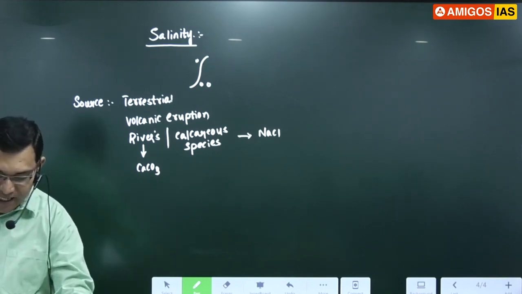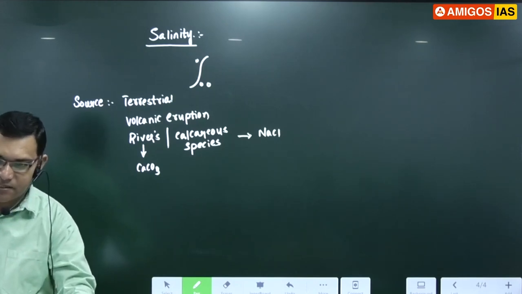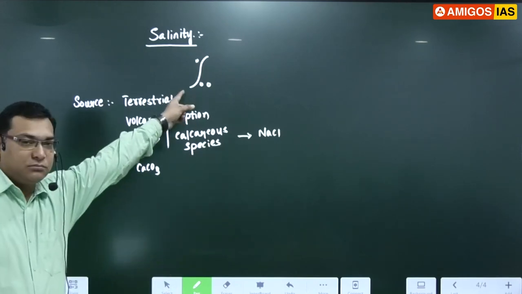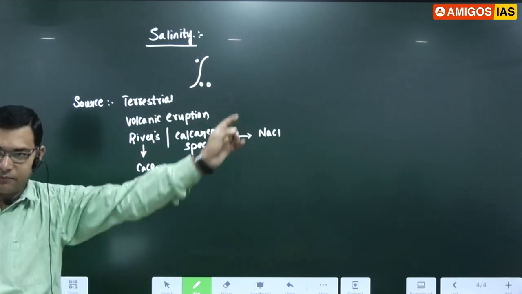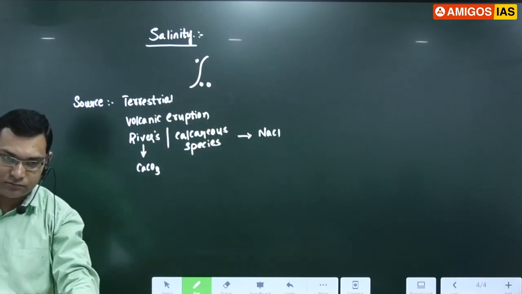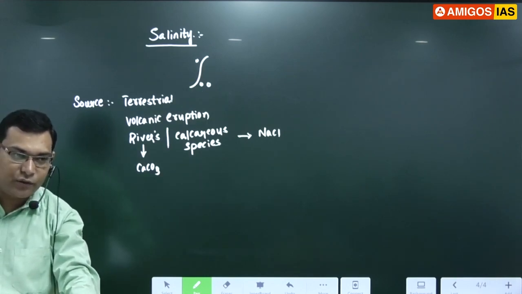It is expressed as parts per thousand. See on the board. This is the parts per thousand symbol. Parts per thousand. Or you write one more definition.